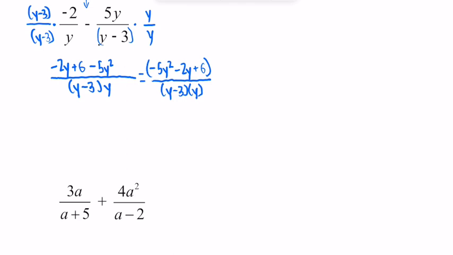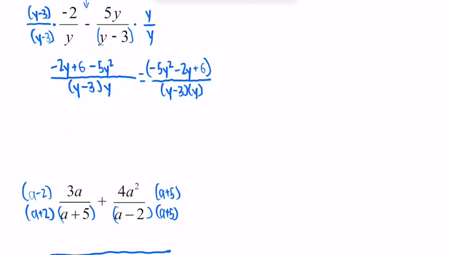For the next problem, we multiply the top and bottom of the first fraction by what's on the bottom of the second fraction, a plus 2. And we multiply the top and bottom of the second fraction by what we have on the bottom of the first fraction, a plus 5. This is going to give us a common denominator of a plus 2 times a plus 5.